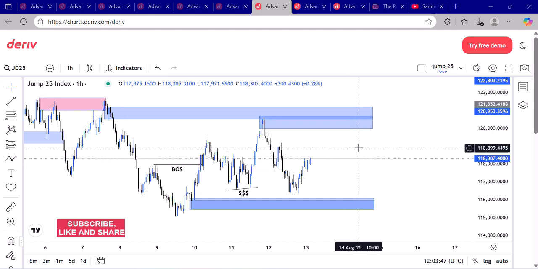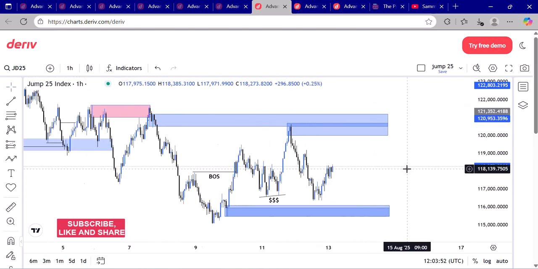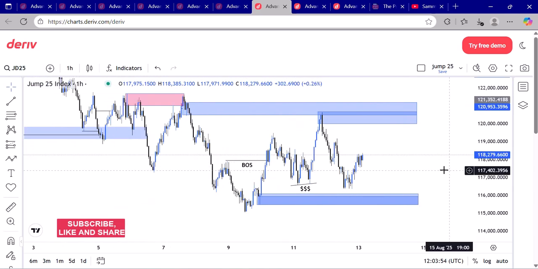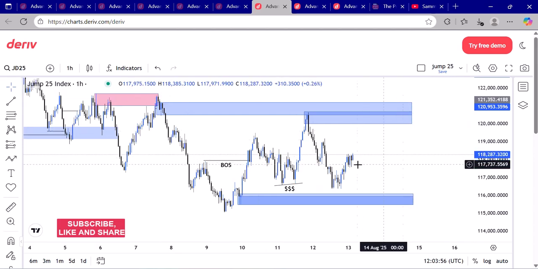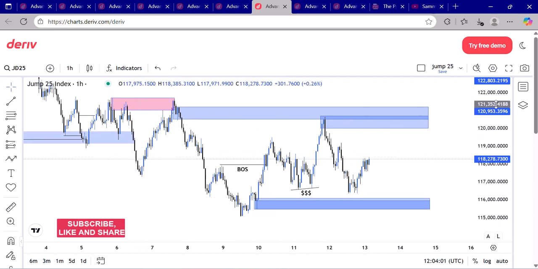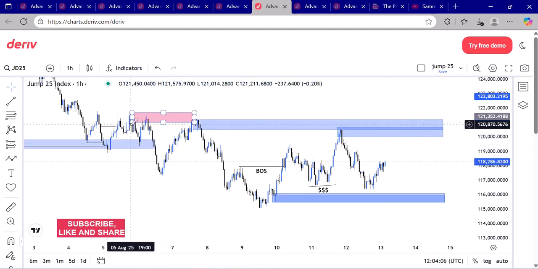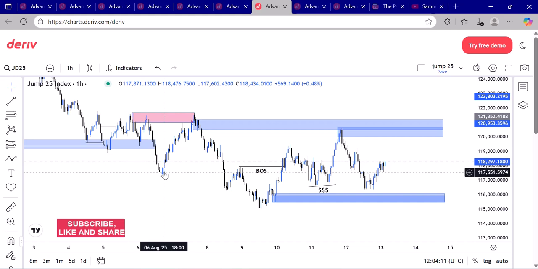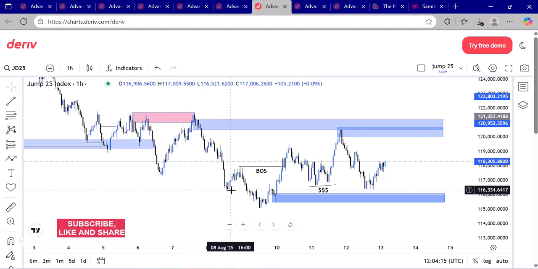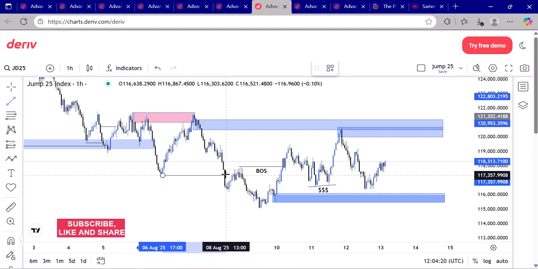So we are going to be starting with Jump 25 Indices. Looking at the price movements, starting from the left-hand side, the market was in a downtrend, meaning it was making a series of lower highs and lower lows. When it got here, there was a break of structure to the downside.